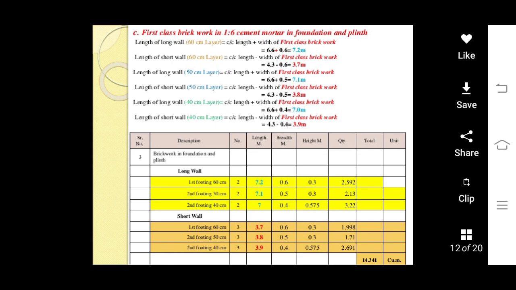For 50 centimeter layer, the long wall length is 7.1 and short wall length is 3.8 meters. And for last step of having 40 centimeter breadth, the long wall length is 6.6 plus 0.4 is equal to 7 meters, and short wall length is equal to 4.3 minus 0.4, which is equal to 3.9 meters.